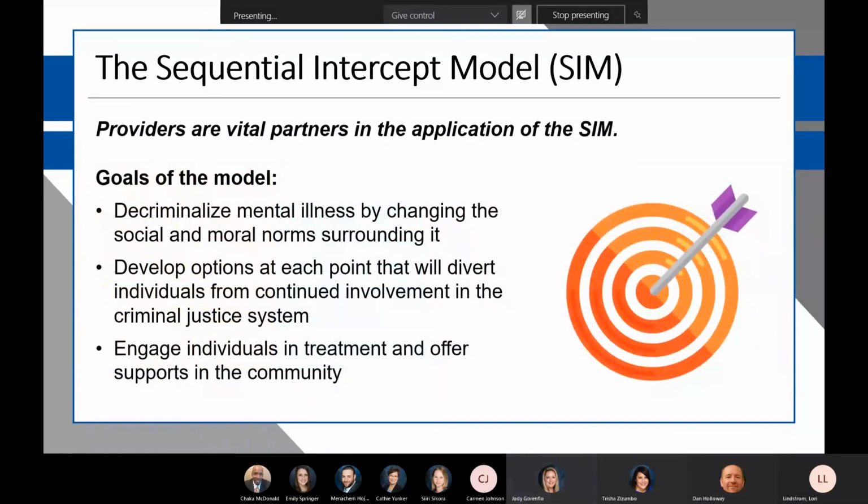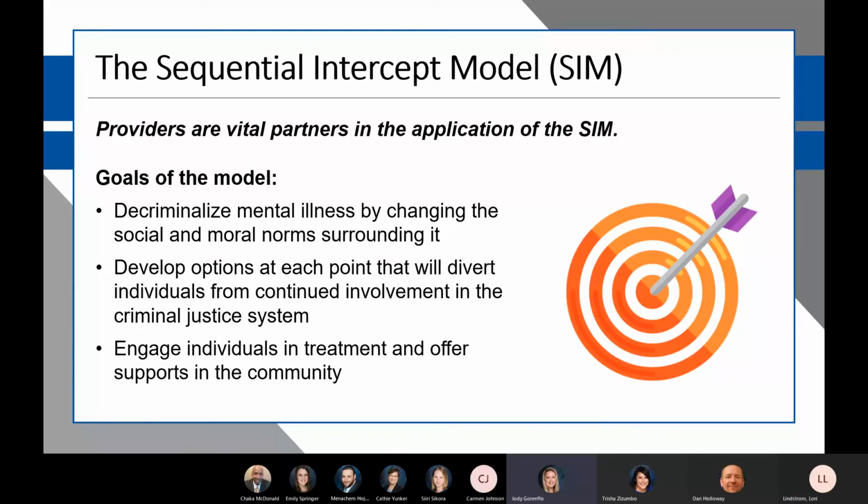We're going to start with Intercept 0, but really quickly, I just want to discuss the sequential intercept model. Providers are really vital partners in the application of the sequential intercept model. The goals of this model are to decriminalize mental illness. We do not want mental illness to be criminal. We want to work to change the social and moral norms surrounding it. We want to develop options at each point in the model. And again, we'll talk about the first two today, and in the subsequent webinars, we'll talk about the others.